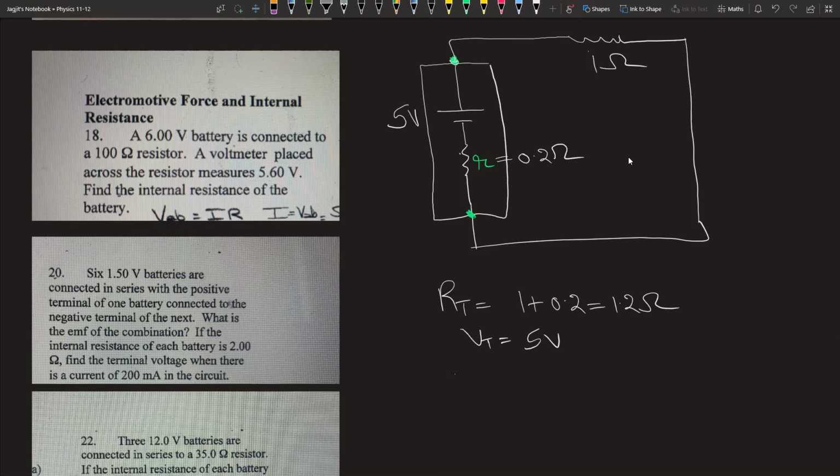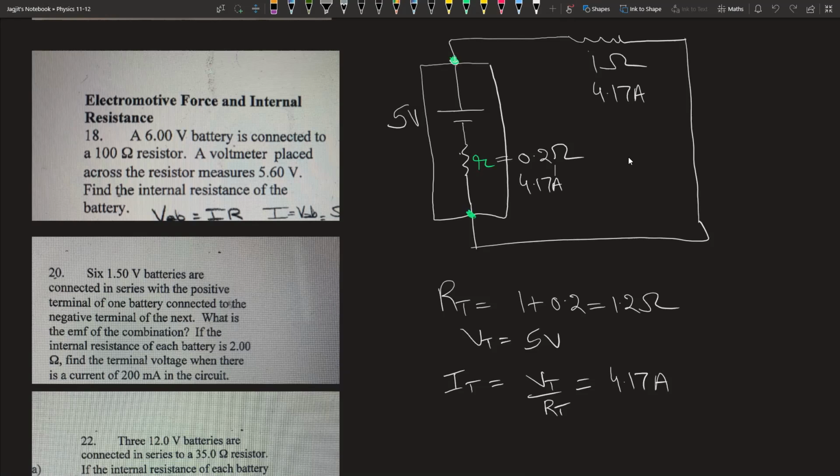So what's my current going to be? The first thing we're going to do is find our total current. That's going to be total voltage over total resistance, which is 5 divided by 1.2, which gives me 4.17 amps. Now that I know my total current, I know how much current is going to flow here. It will be 4.17 amps, and the same current is going to flow over here, 4.17. Again, there's going to be a little bit of discrepancy in rounding.